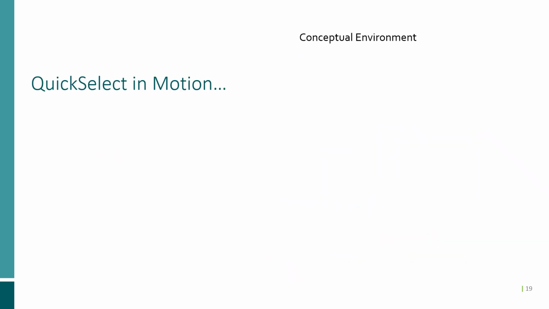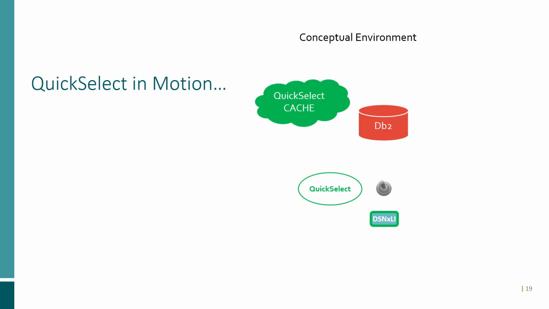Let's visualize what QuickSelect does in motion. Our components: Db2 database, QuickSelect cache, the QuickSelect server, and our Db2 DSNXLI. A program issues a query. The DSNXLI is the point of QuickSelect interception. QuickSelect will determine whether that SQL is eligible for caching based on certain thresholds that are set in the parmlib.